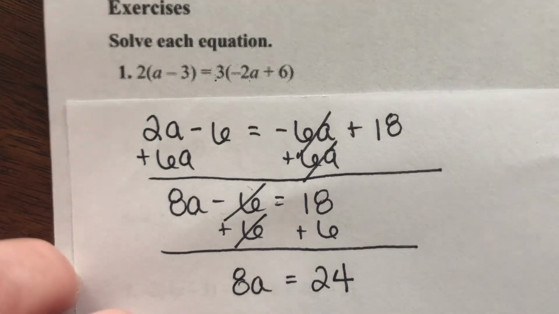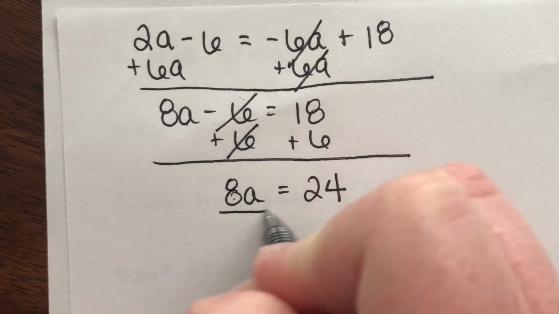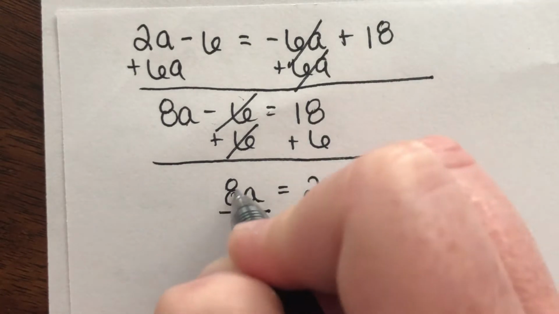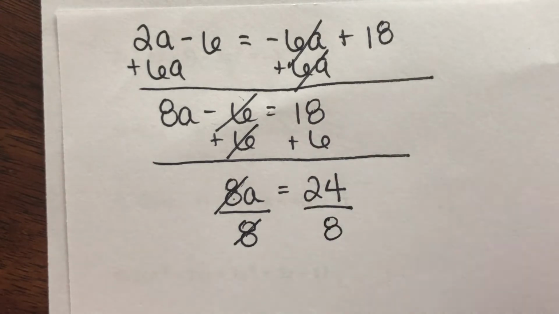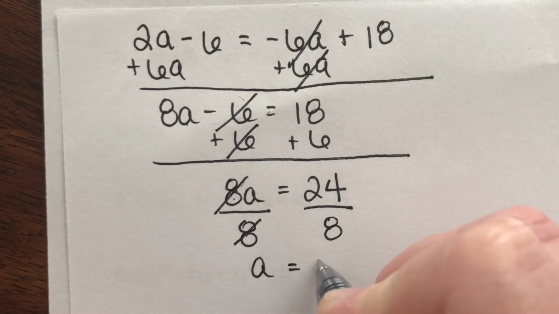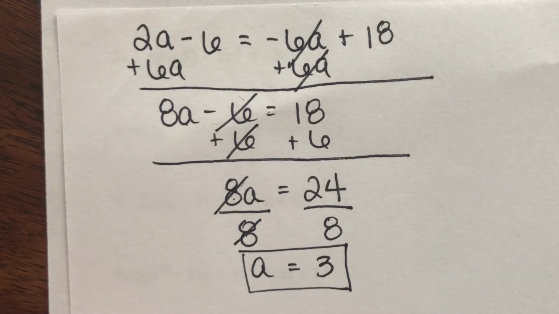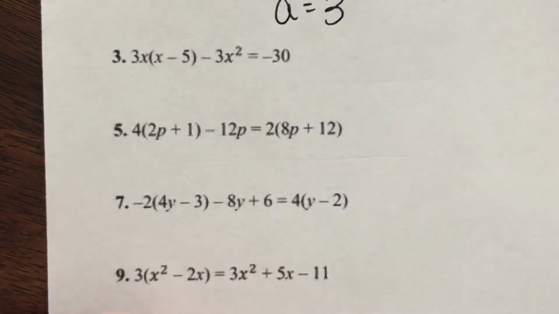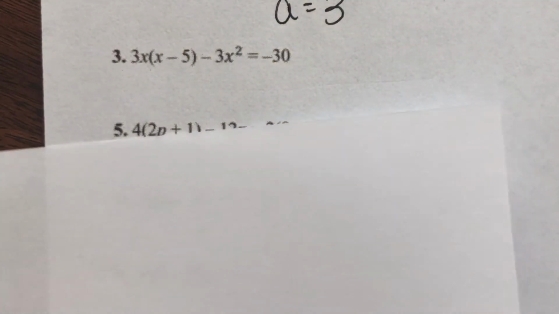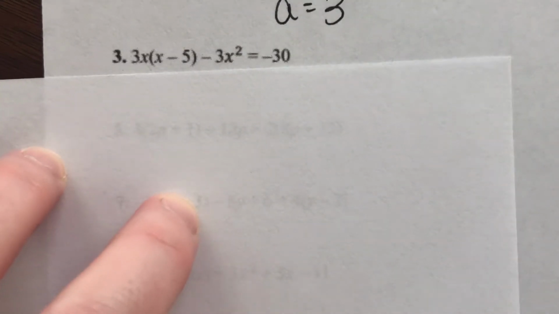And then lastly, to get a by itself, right now it's a times 8. So to get rid of times 8, I'm going to divide by 8, and they cancel each other out. So I got to divide this side by 8. So a equals 24 divided by 8 is 3. A equals 3. So first one, make sure on your work that you show all of your written out work on your assignment.